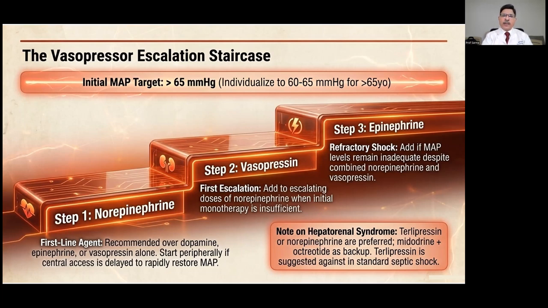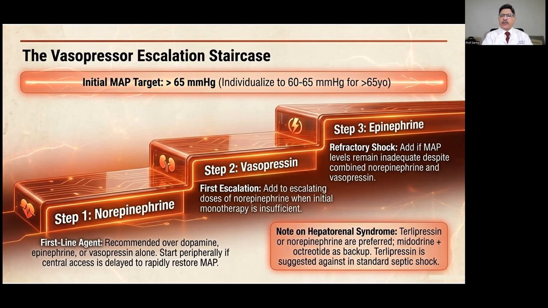First escalation, vasopressin. Add to escalating dose of norepinephrine when initial monotherapy is insufficient. Use vasopressin. Then refractory shock: add epinephrine if mean arterial pressure levels remain inadequate despite combined norepinephrine and vasopressin.